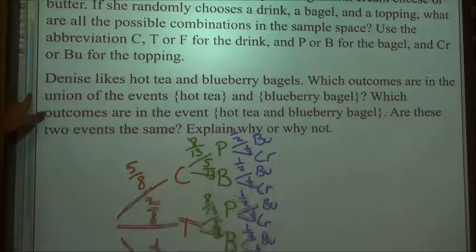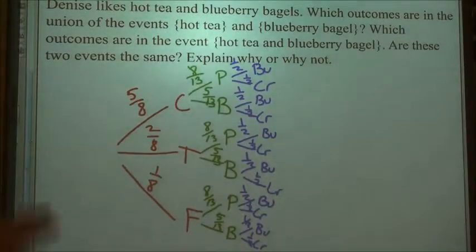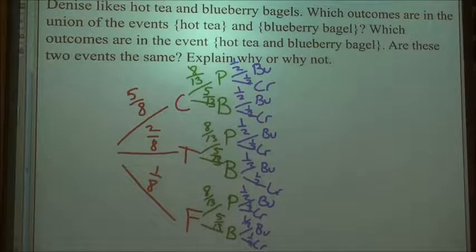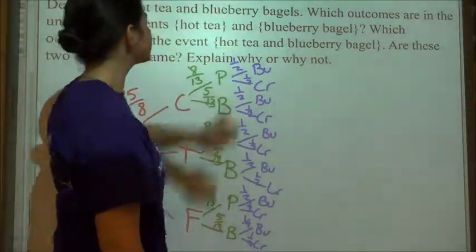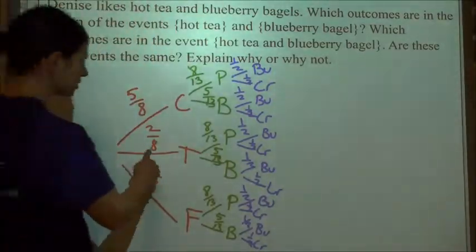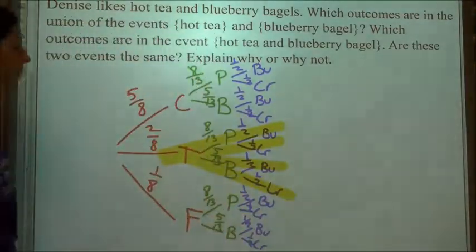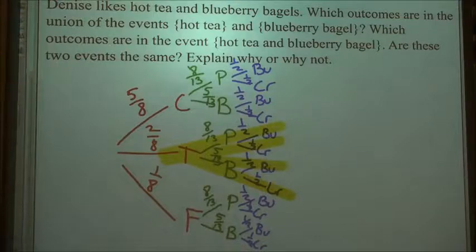Denise likes hot tea and blueberry bagels. So the first one is the union, which means that she gets either hot tea or a blueberry bagel. So we're going to go through and highlight every single one where she gets hot tea. So we're going to start off right here. All of these are hot tea. Doesn't matter if she gets a plain bagel or a blueberry bagel.